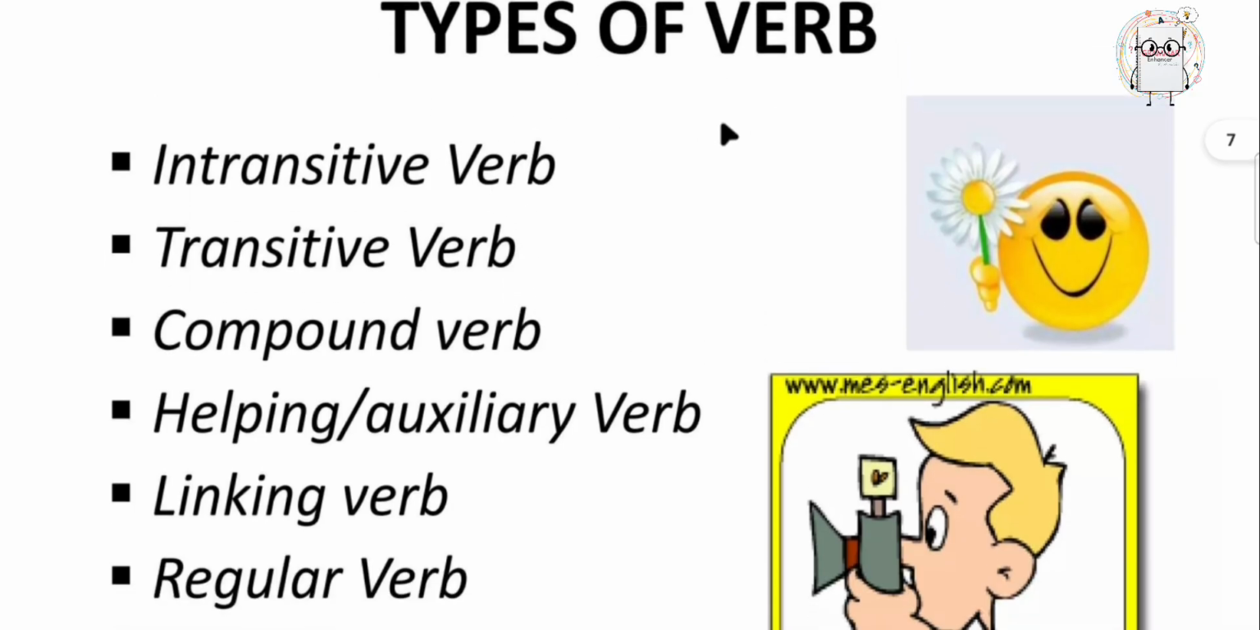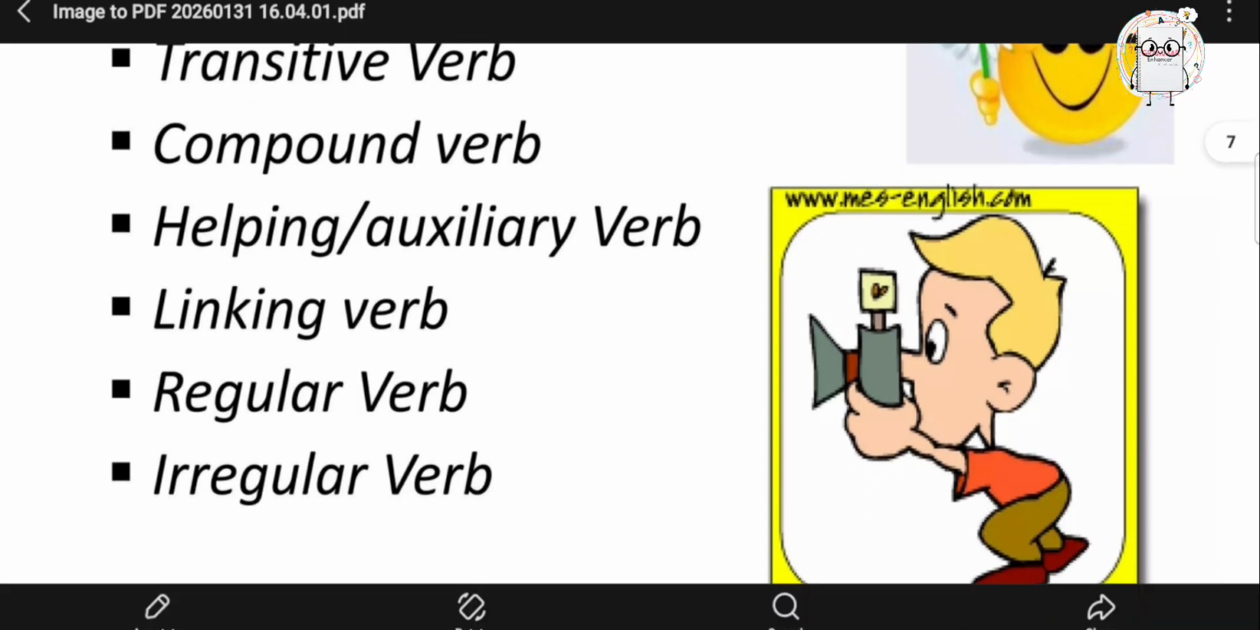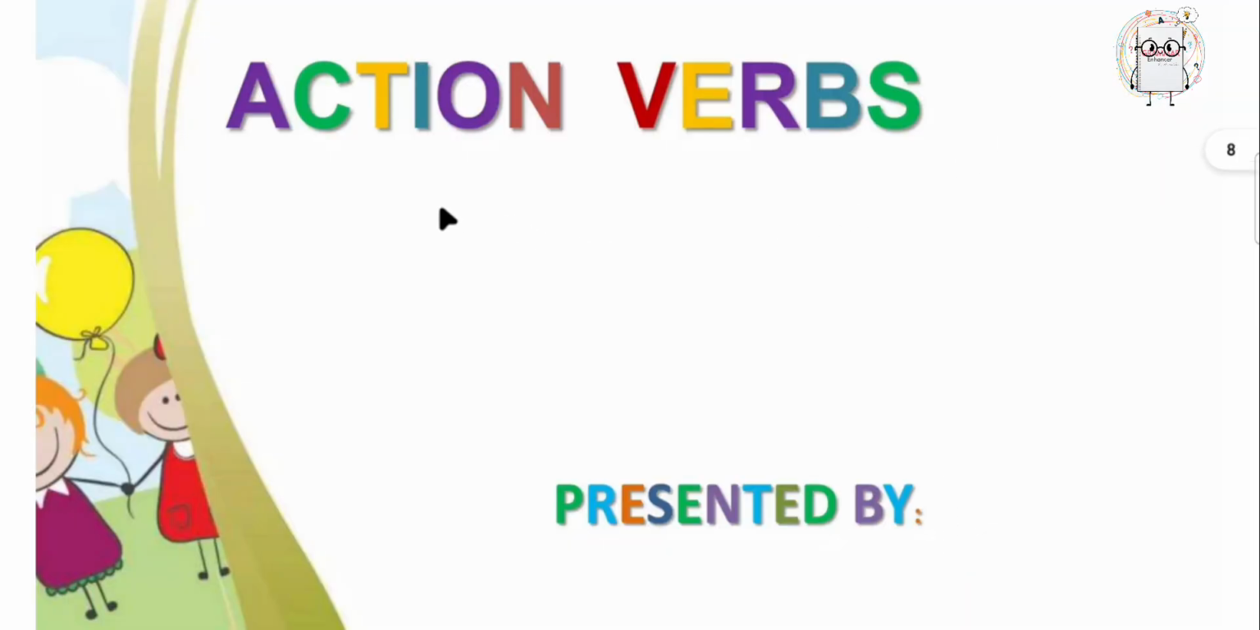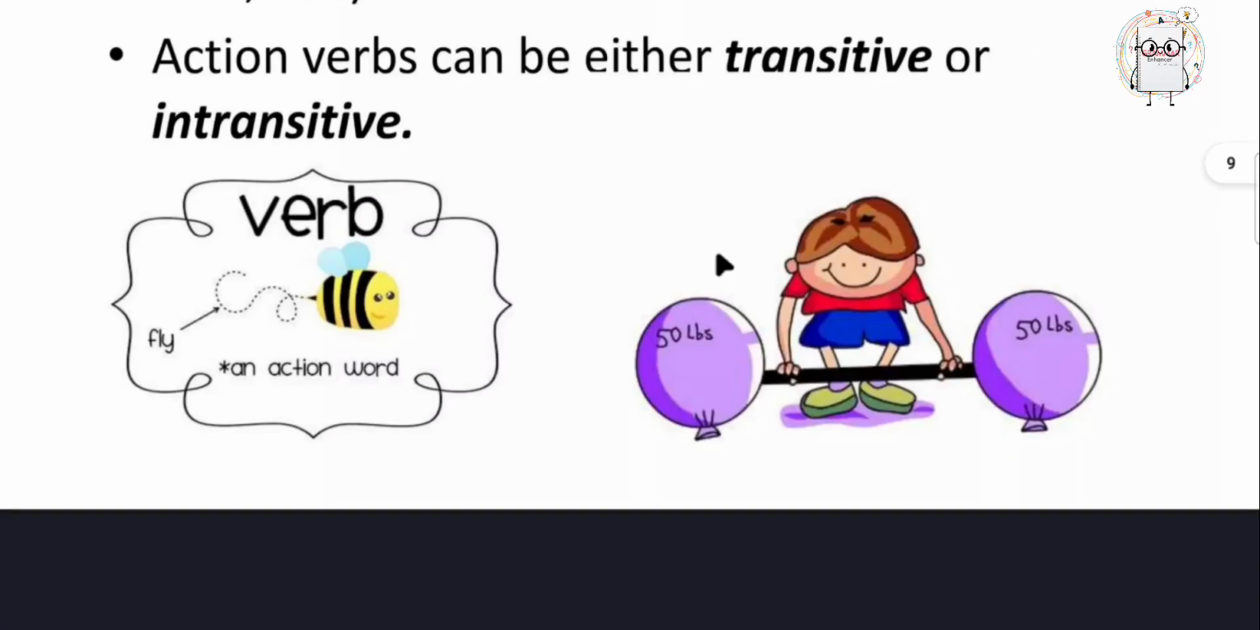Types of verb. Action verb, transitive verb, intransitive verb, compound verb, helping auxiliary verb, linking verb, regular verb, irregular verb. So let's start with action verbs.